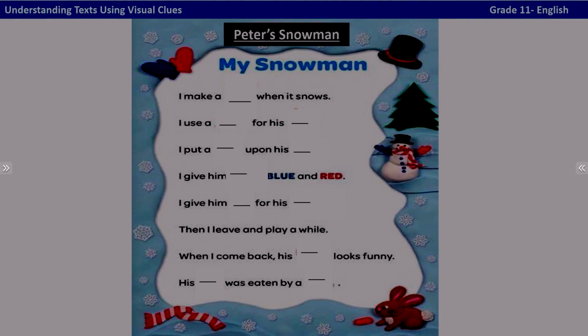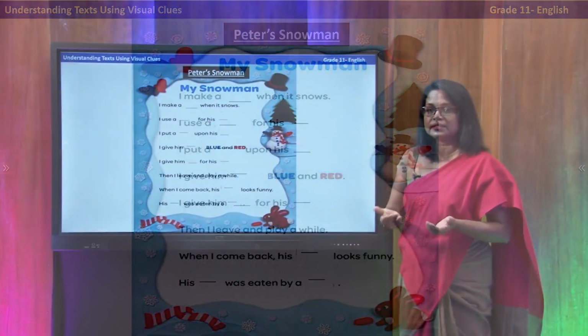Children, do you think it's easy for you to find words to fill in these blanks? What do you think? Yes, I know it's going to be difficult. For one thing, I have not given you the words for the blanks. And the other thing, you see, this type of activity, making snowmen, is not a common activity for Sri Lankan children like you.